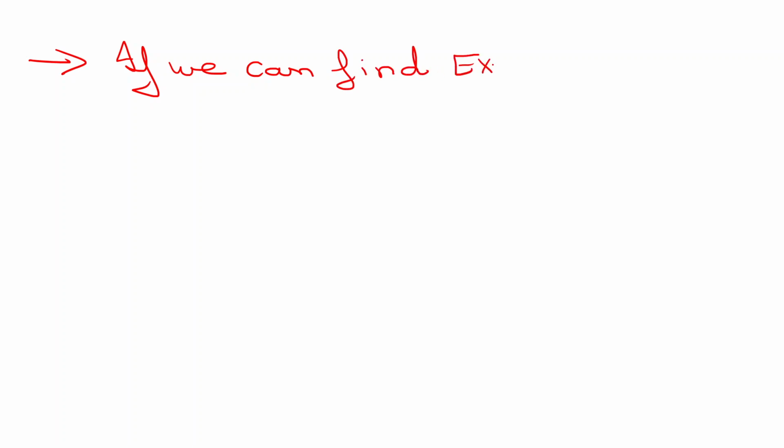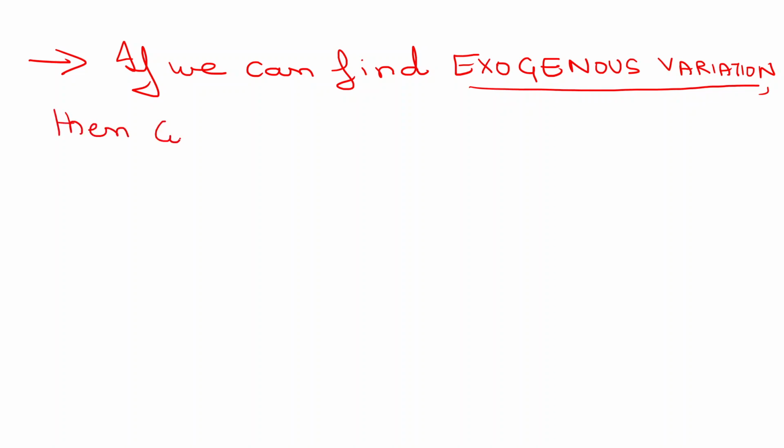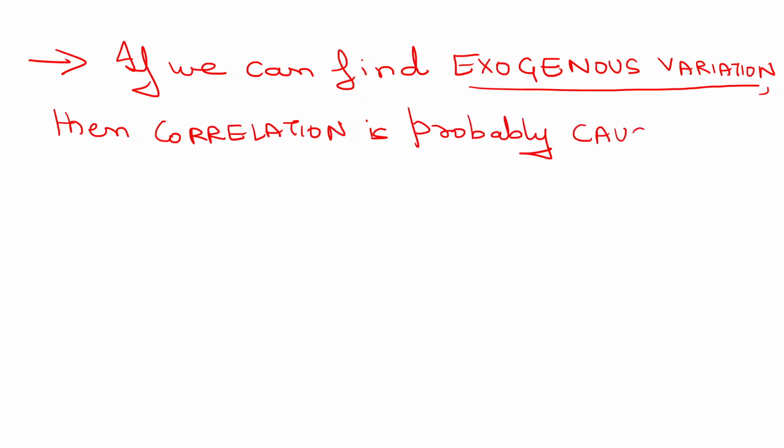So the answer to this, without getting into the details, because this is something that we'll explore in subsequent videos, is: if we can find exogenous variation, then correlation is probably causation.